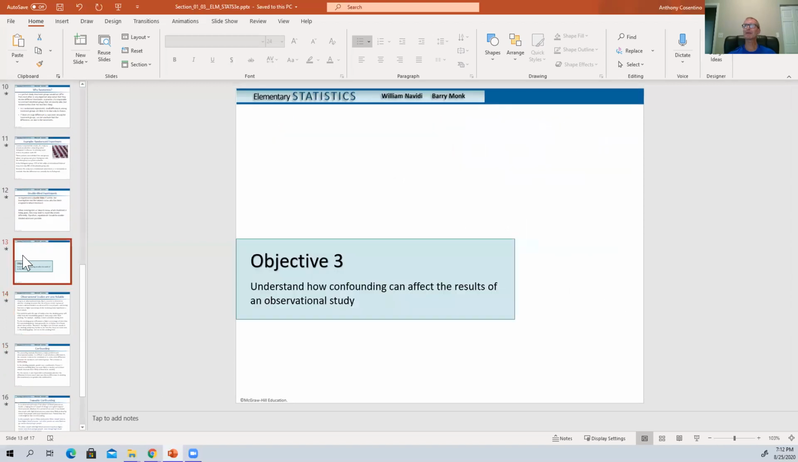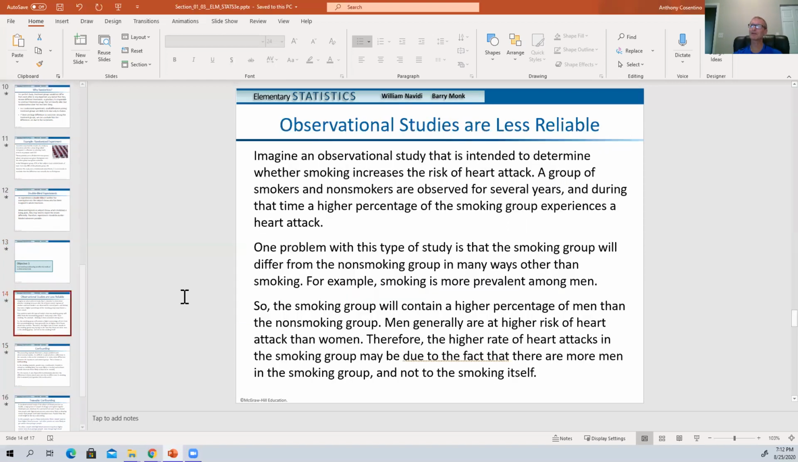Okay, well, let's talk about this idea of confounding. And this will be the last part of this section that we actually go over. So a lot of words on this one, so I'll let you read some of this. Here's an example of an observational study, which the book says is less reliable.